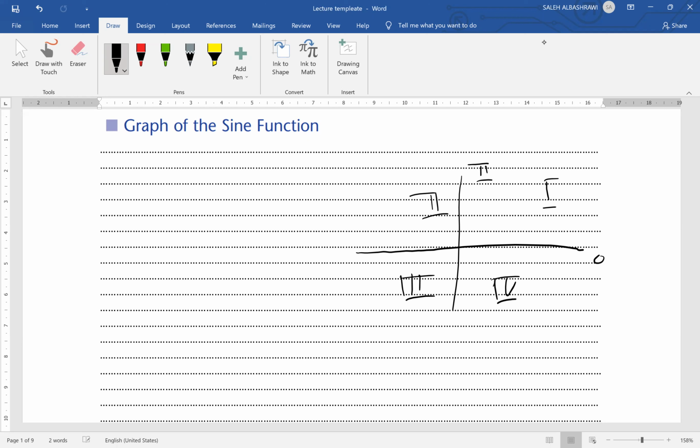Then we have 90 degrees or pi over 2 radians, 180 or pi in radians, and 270 or 3 pi over 2. Then we go back to 0 again. And we say this is one cycle. We start with 0 and come back to 0, which is equivalent to 2 pi.